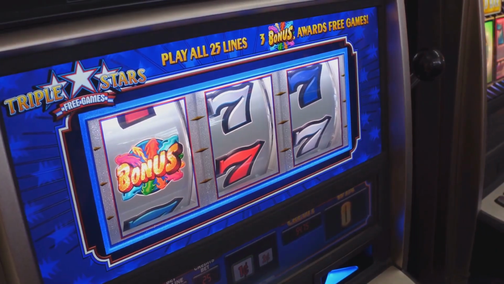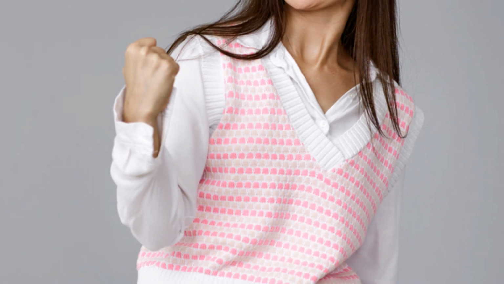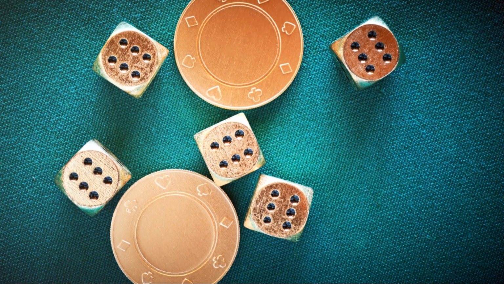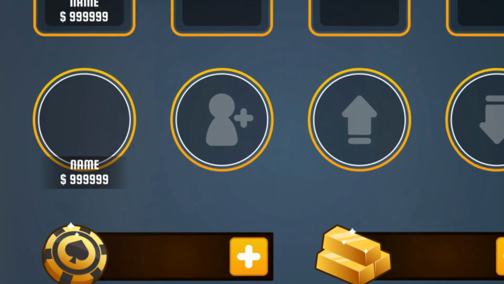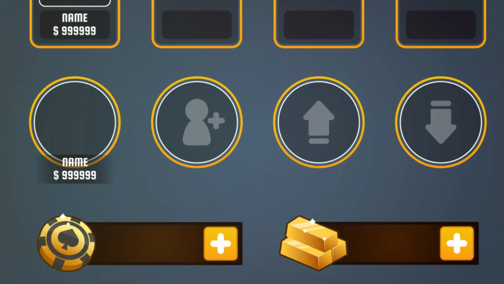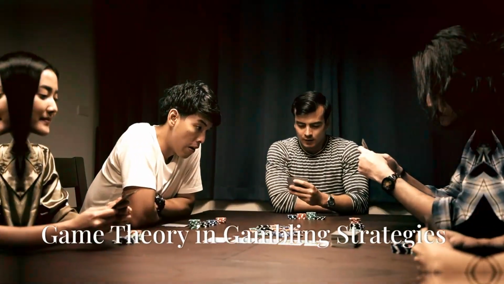Emotions heavily influence gambling behavior. The thrill of winning or the frustration of losing can lead to impulsive decisions. Understanding these psychological factors can help gamblers make more rational decisions. By recognizing biases and managing emotions, they can avoid common pitfalls and make more informed bets.